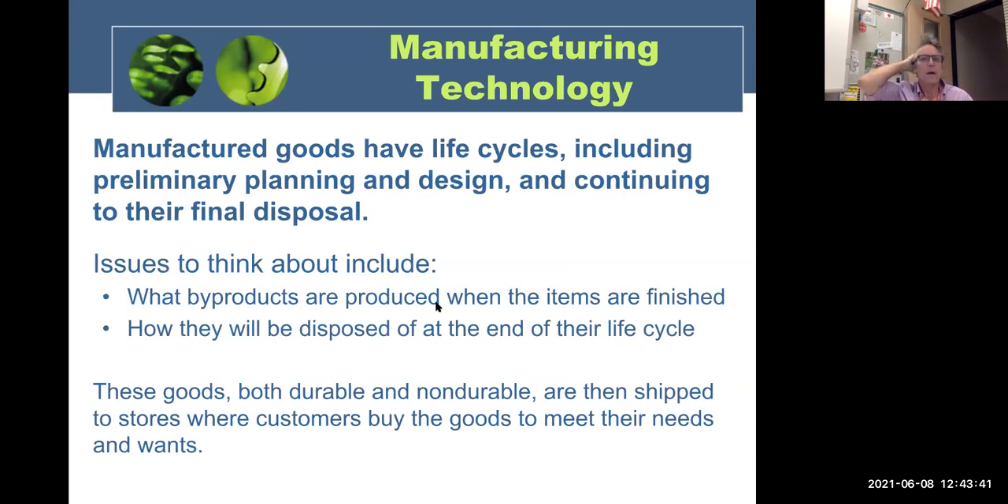Manufactured goods have life cycles, including preliminary planning and design, and continuing to their final disposal. Issues to think about or include: what byproducts are produced when the items are finished? How will they be disposed of at the end of the life cycle? These goods, both durable and non-durable, are then shipped to stores where customers buy the goods to meet their needs and wants.